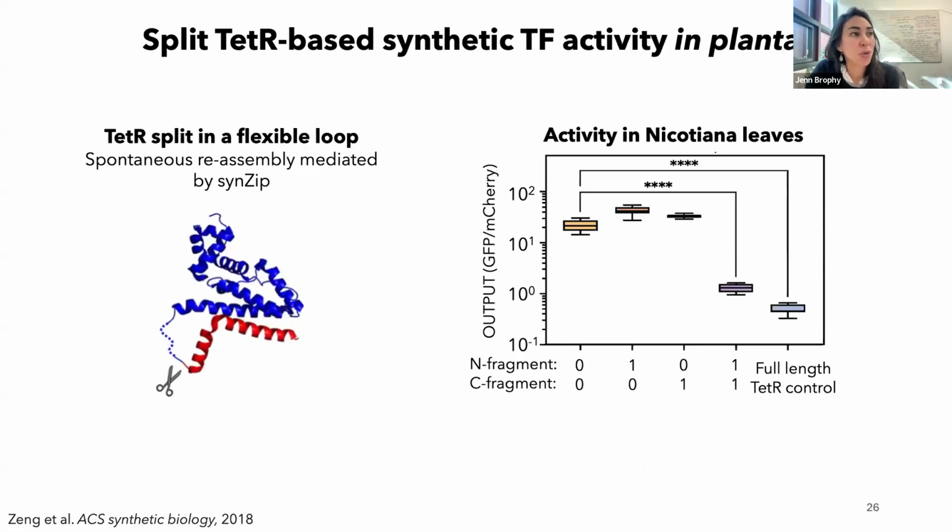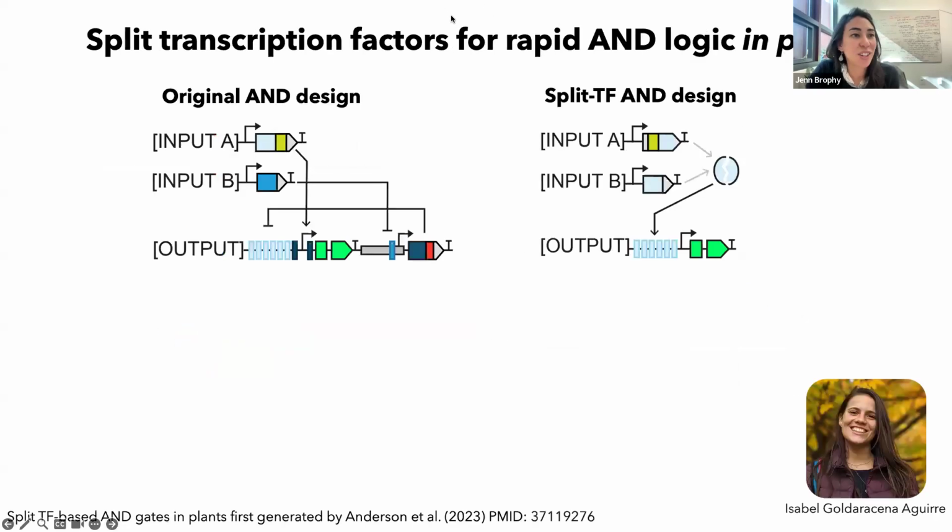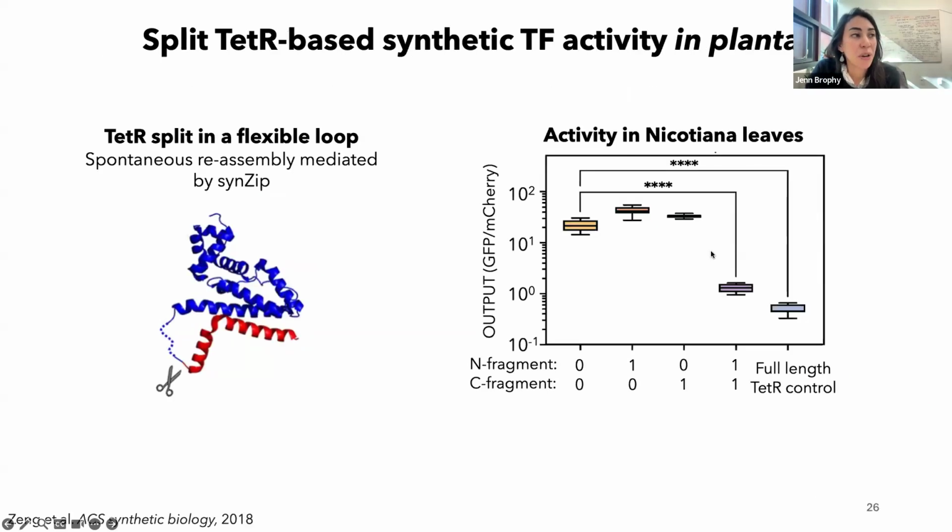All right, so splitting a transcription factor into two pieces could give you an AND gate, because whenever you have both fragments expressed, you get reconstitution of the functional transcription factor, which can then drive expression of your output gene. Now, TetR, which is a type of bacterial DNA binding protein, had been split in previous work. This is a split from a paper in ACS Synthetic Biology, and shown that the two halves could be brought back together to create a functional transcription factor in E. coli. And so we tried using a split TetR in plants.